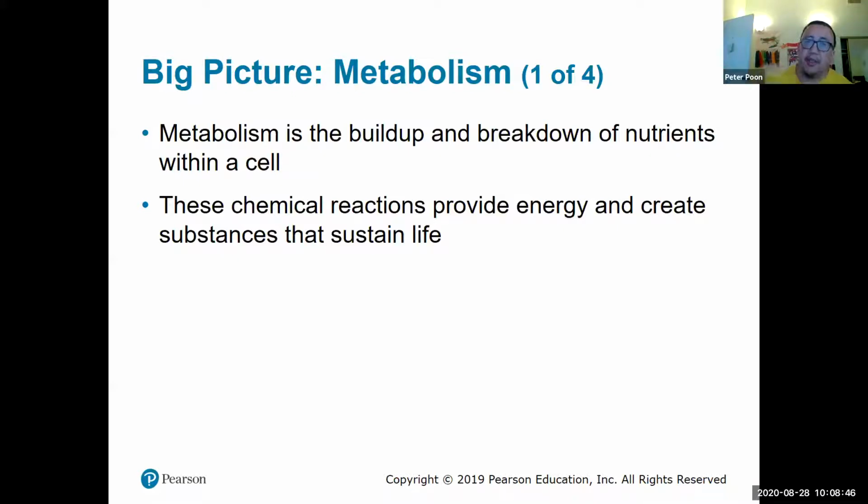Metabolism is the buildup and breakdown of nutrients within a cell. So all the chemical reactions that happen inside a cell either provide energy or create the substances that sustain life. So they either provide energy to build stuff or they build stuff.